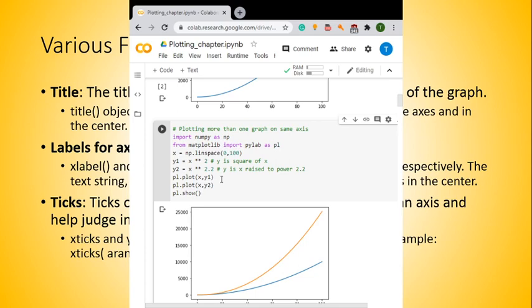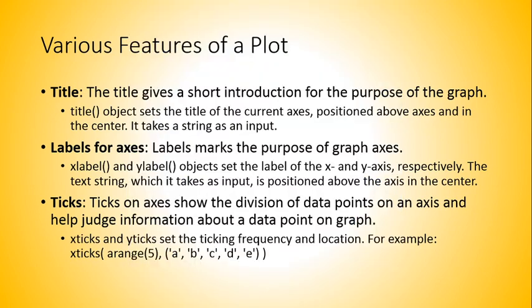That is possible. Now moving further, let us talk about the various features of a plot. A variety of features exist for a graph, and we are going to look over some of them. The first feature of a graph is title. The title gives a very short introduction of the current axis, the purpose of the graph. The title object sets the title of the current axis, positioned above the axis in the center. It takes a string as input.